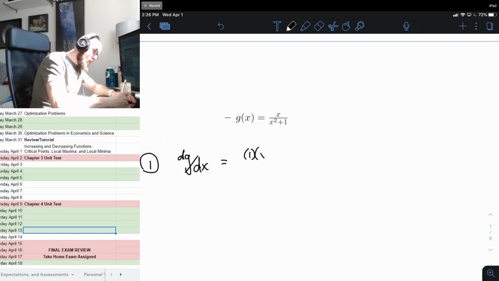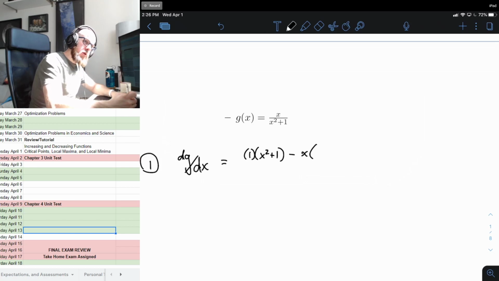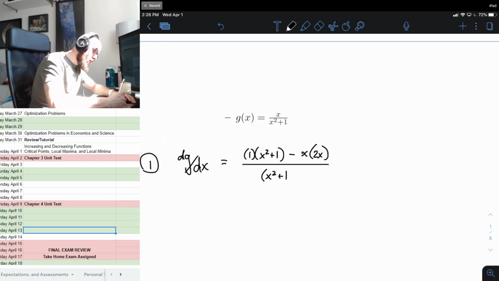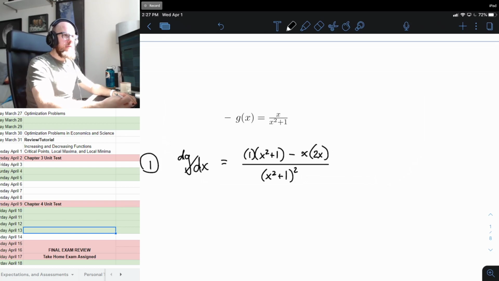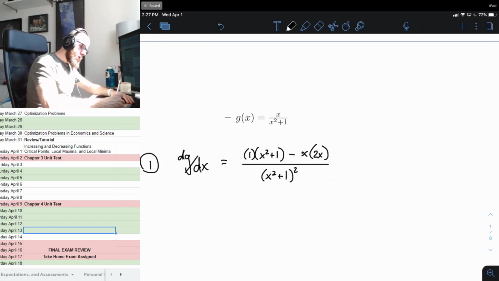times my denominator, x squared plus 1, and then I subtract, I keep my numerator the same, and I multiply by the derivative of the denominator, so 2x. And then that entire thing is divided by the denominator squared. All right. But same idea here, I set this equal to 0 and I solve for my critical points. All right, so equals 0, and then I solve.